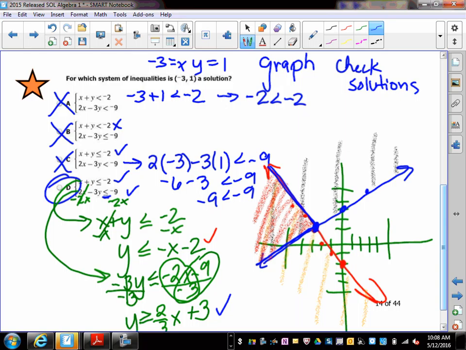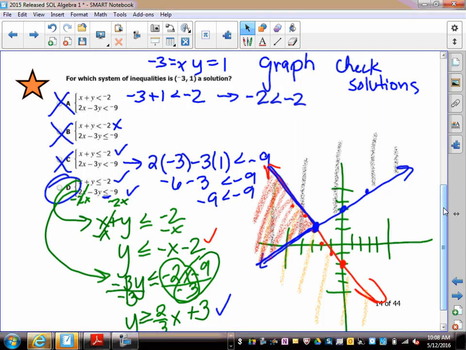So again, for any solution, just plug it in and check to see which one works. Or you can graph it here and do it that way as well. Also, on your calculator, remember that we can graph these as well and do the shading. So I'm going to pull up my calculator and show you for a different one for them. All right, any questions on this one?